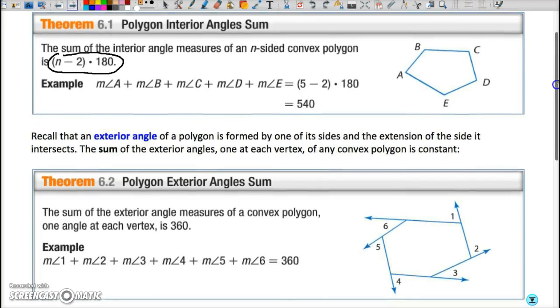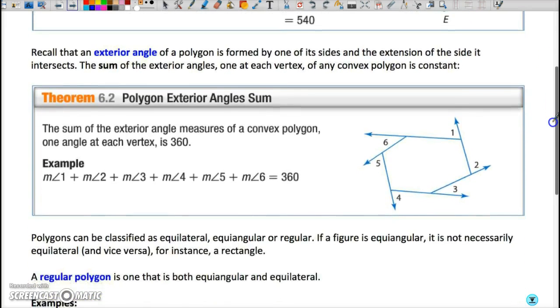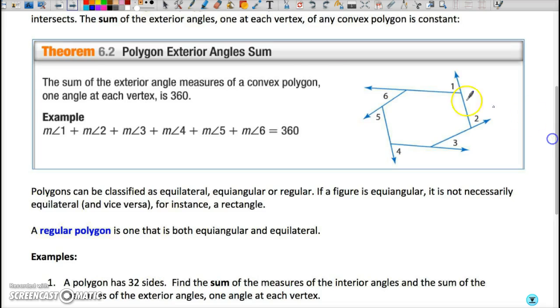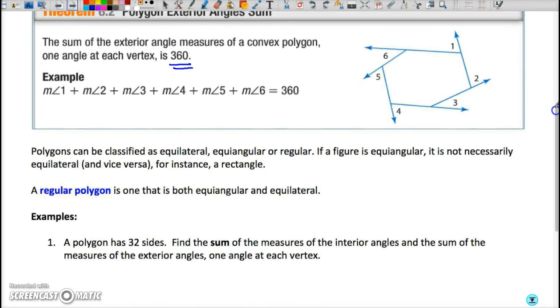Okay, what we're going to do is move on, and I'm going to take just a moment to explain the next theorem, which is the sum of the exterior angles of any polygon. And what you can see here is the sum is always 360 irrespective of the number of sides. Okay, so a little bit of algebra quickly to show you why that is the case.